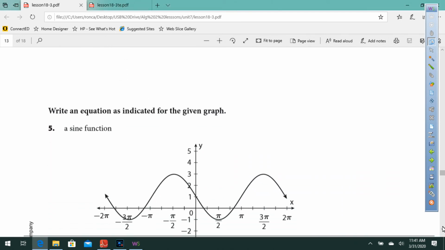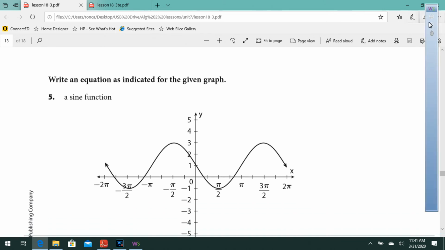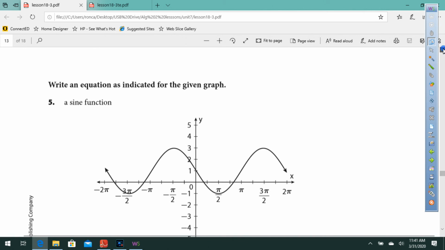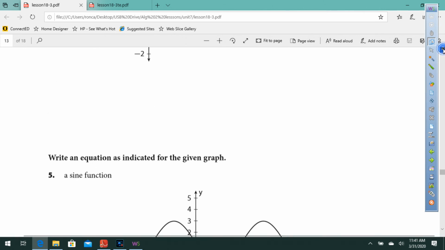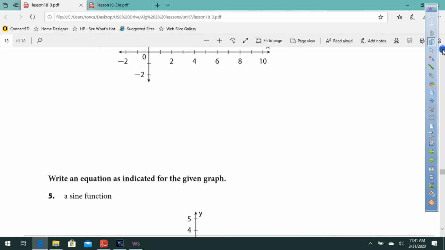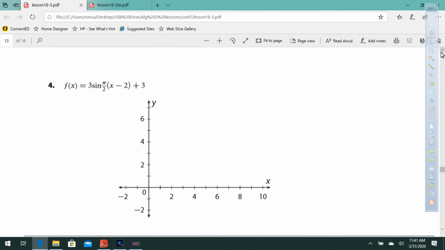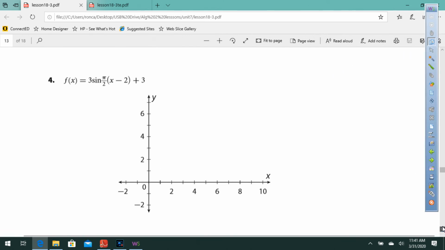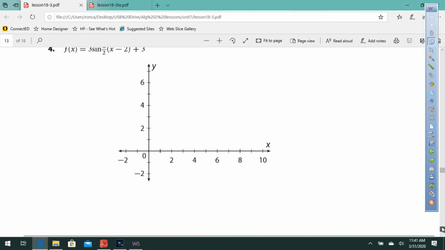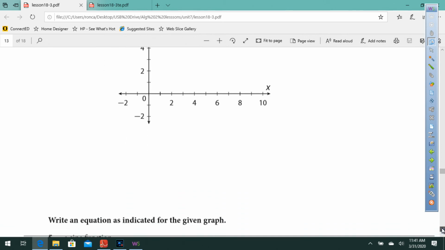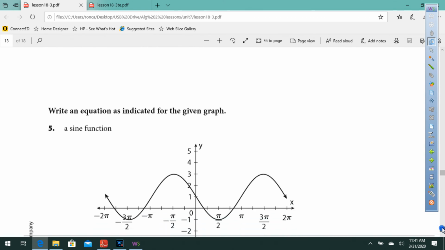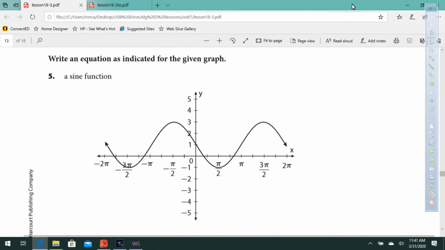Number, oh, did we skip one? What about 4? We didn't do 4, did we? Where's 4 at? Yes, we just did 4. So now it's 5. Write an equation for the given graph.